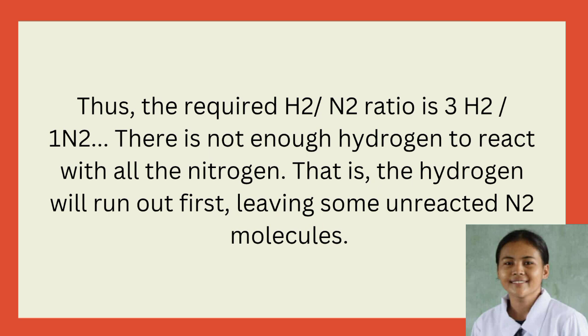If there is not enough hydrogen to react with all the nitrogen, the hydrogen will run out first, leaving some unreacted N2 molecules. The necessary ratio for the reaction between hydrogen and nitrogen is 3H2 to 1N2. This is the ratio derived from the balanced chemical equation.